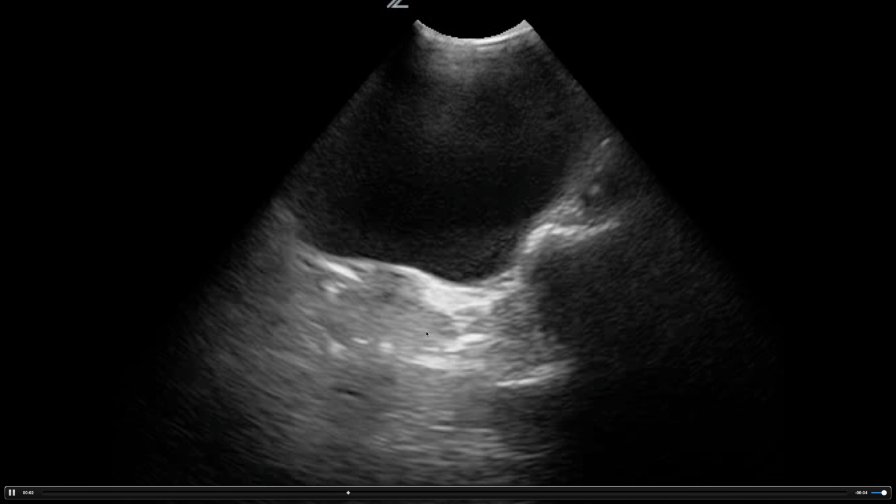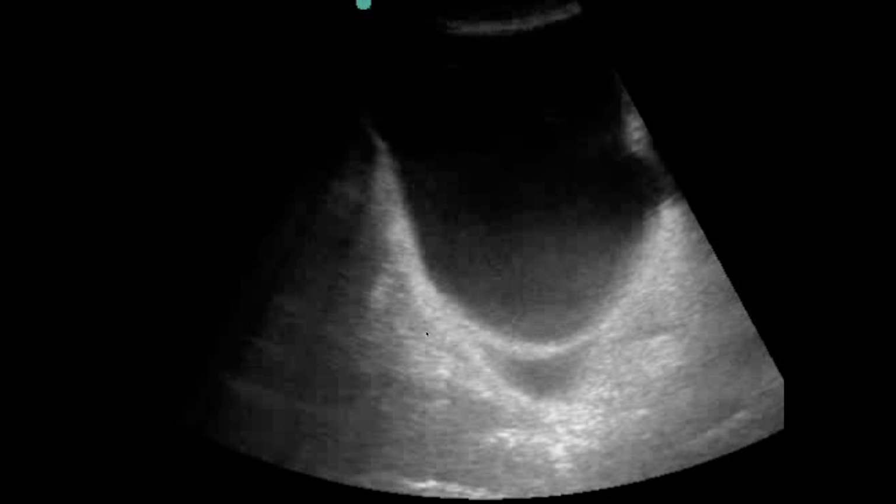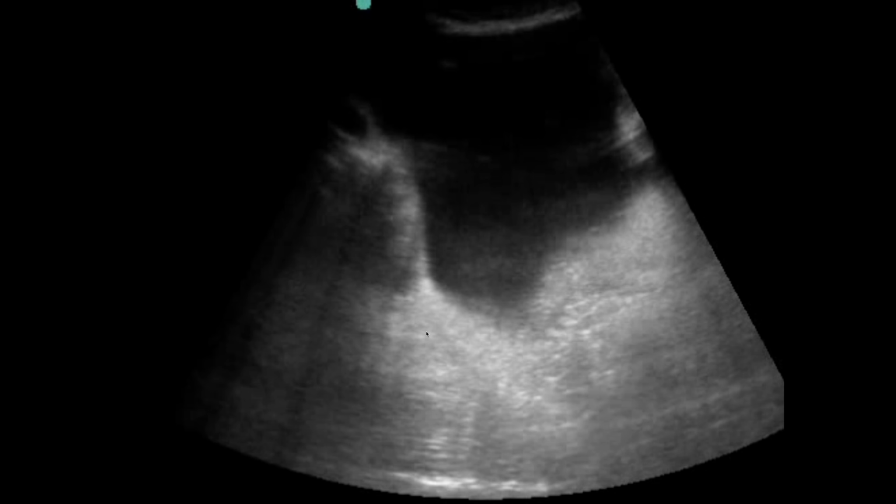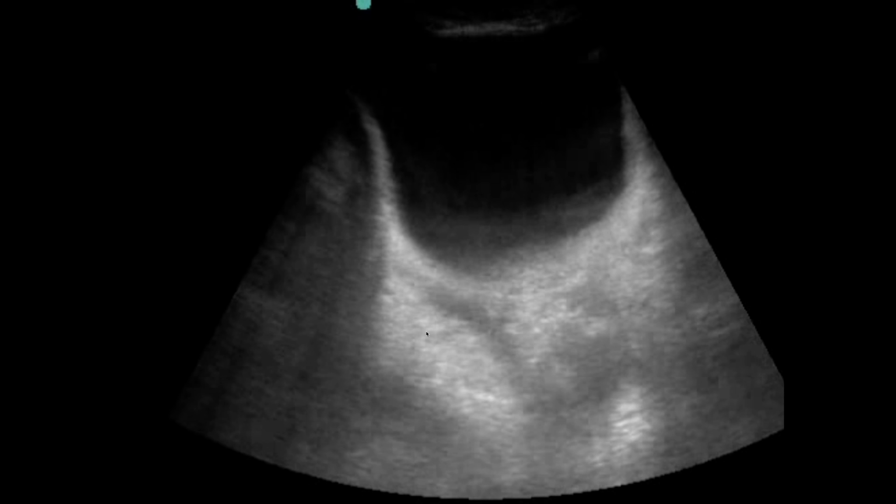What can you do if you're unsure? You can follow the patient with serial ultrasounds, look at older ultrasounds, etc. Here's another picture. Again, fanning through, seeing if there's free fluid. You don't see a ton there. You're fanning all the way through the bladder.